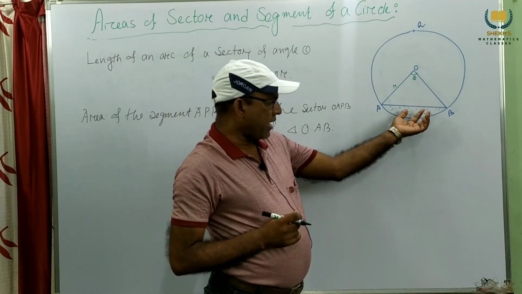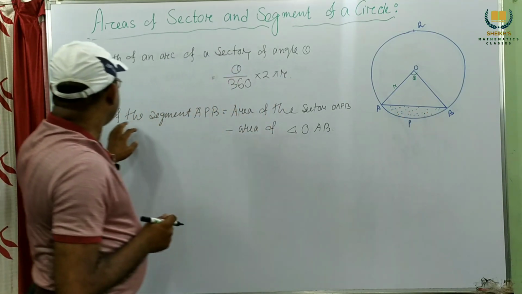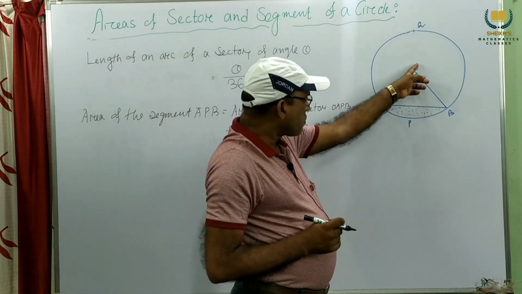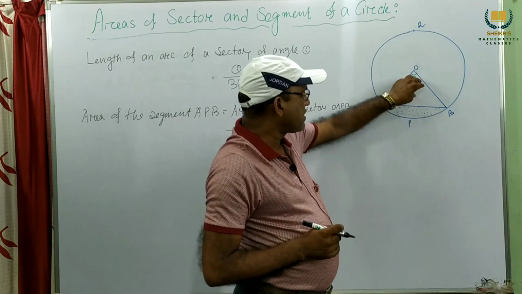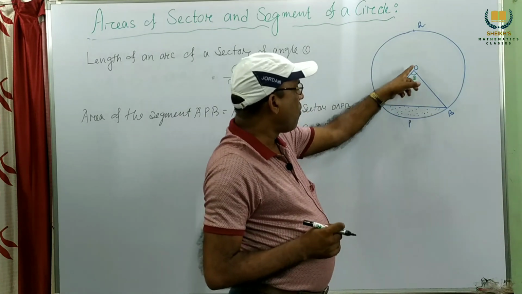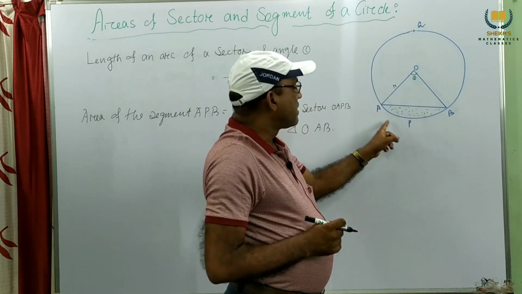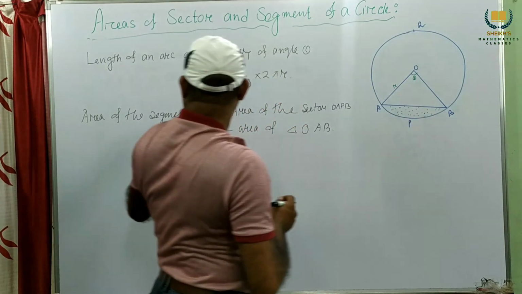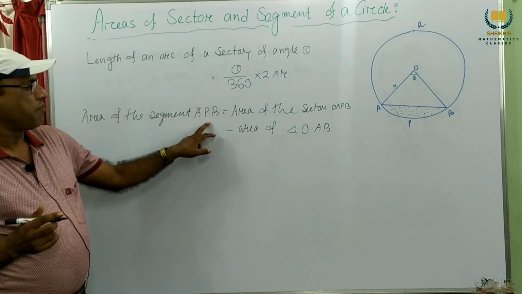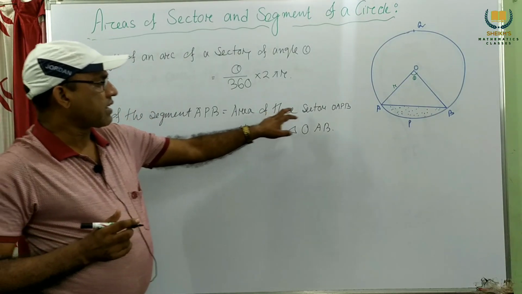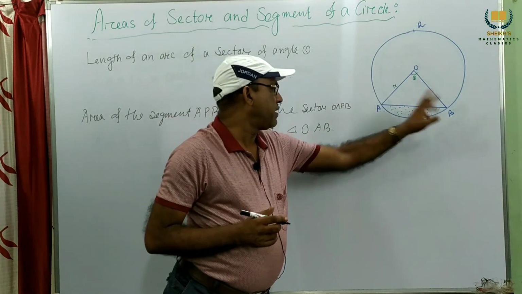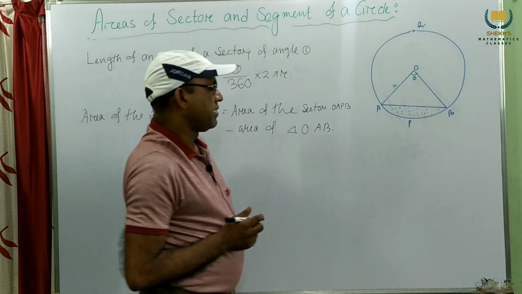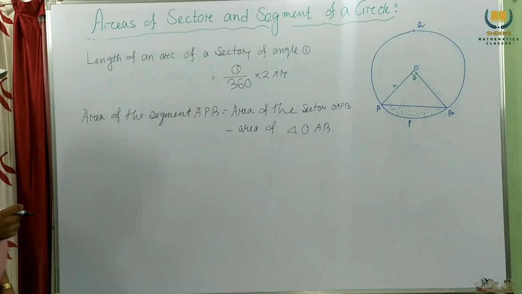So when you have to find the area of this segment APB, that means we consider this whole area, the sector area, minus the area of this triangle. So we write: area of the segment APB equals area of the sector OAPB minus area of the triangle OAB. This is the formula.